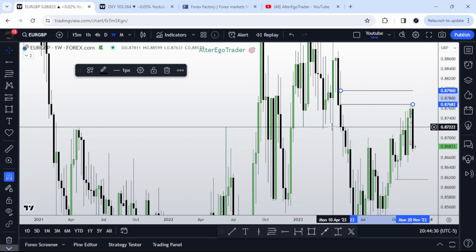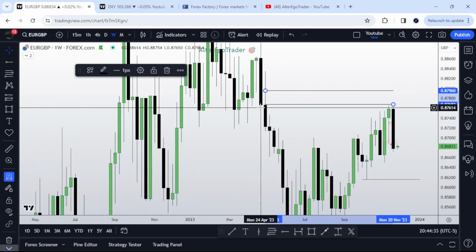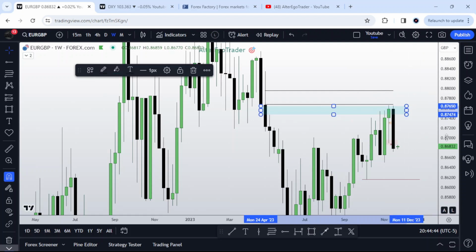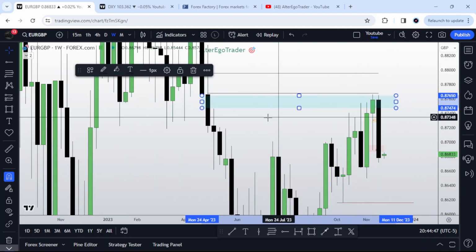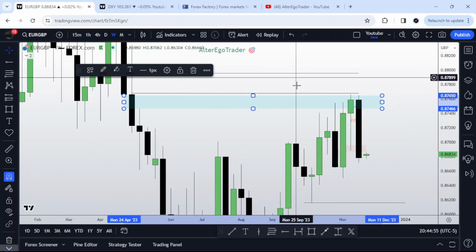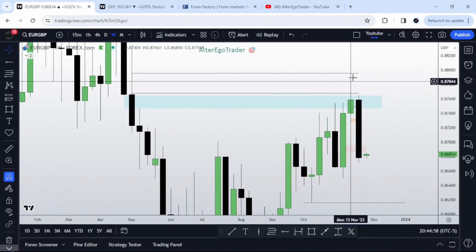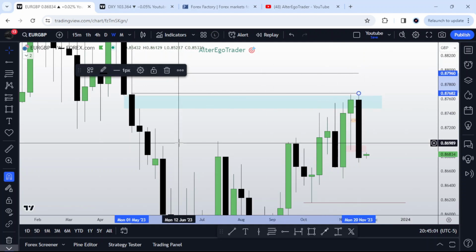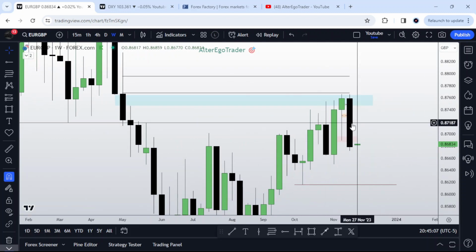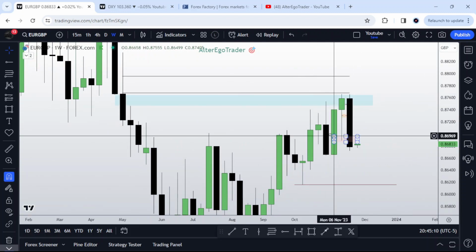Well, guess what? It did reach for the premium high of this weekly fair value gap. Okay, so let me show you. Yep. So price traded into that weekly fair value gap and just kept going lower. It didn't quite get to that daily fair value gap. Remember, the higher time frame is always superior to the lower time frame. Okay, and now we have this swing high.